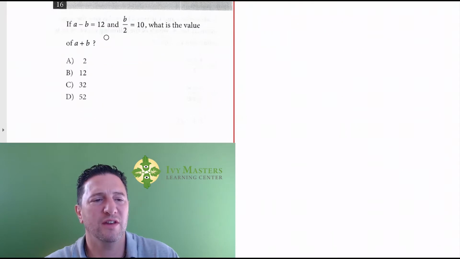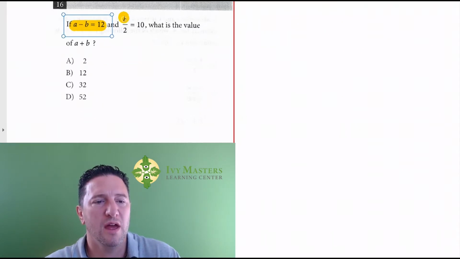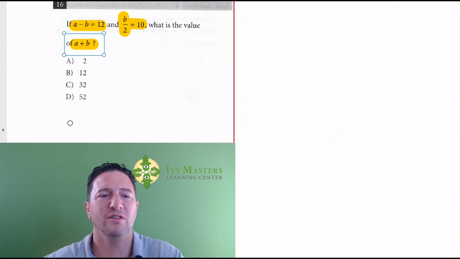Today we're going to look at Test 7, Section 4, number 16, which reads: a minus b equals 12 and b over 2 equals 10. What is the value of a plus b? What's the easiest way to do this?